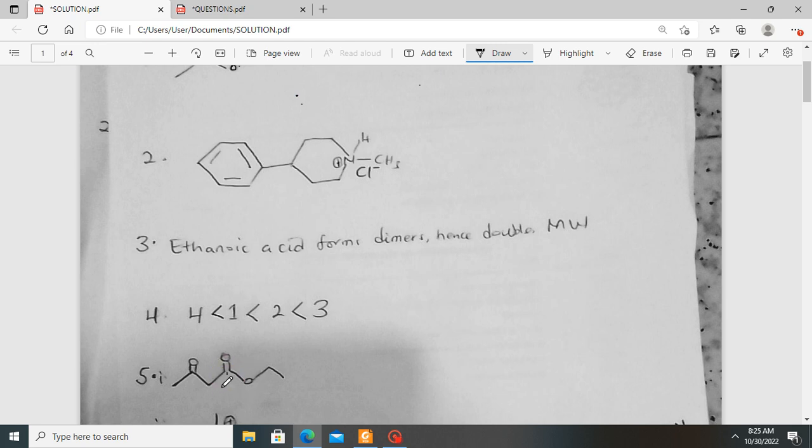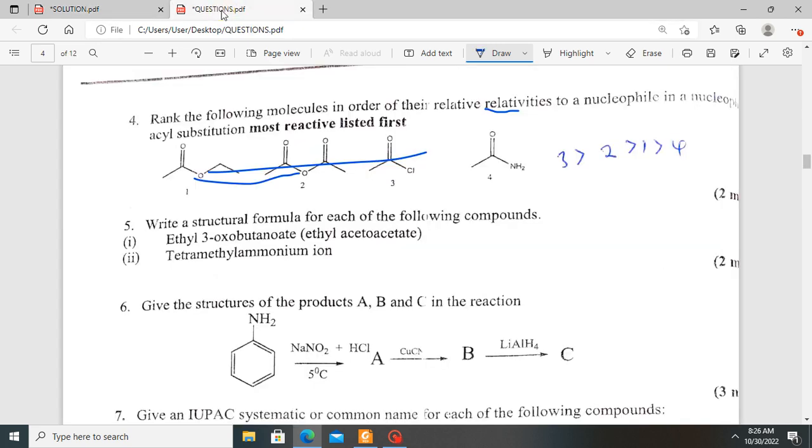Here is carbon 1, here is carbon 2, this is carbon 3. So this is ethyl 3-oxo. Oxo is just a ketone group functioning as a substituent. We name that as an oxo. So ethyl 3-oxobutanoate. The next one is tetramethylammonium ion.